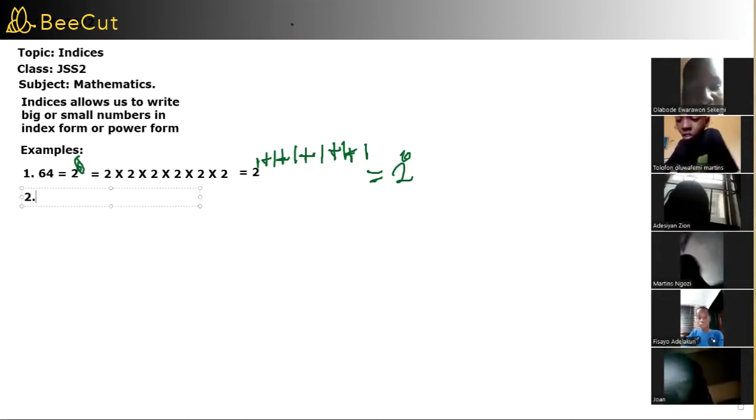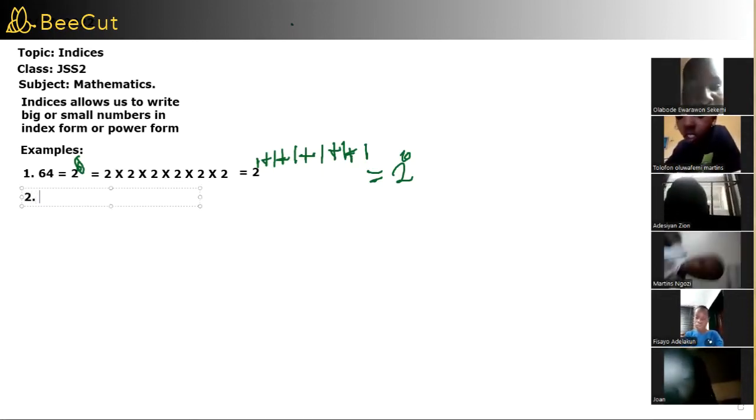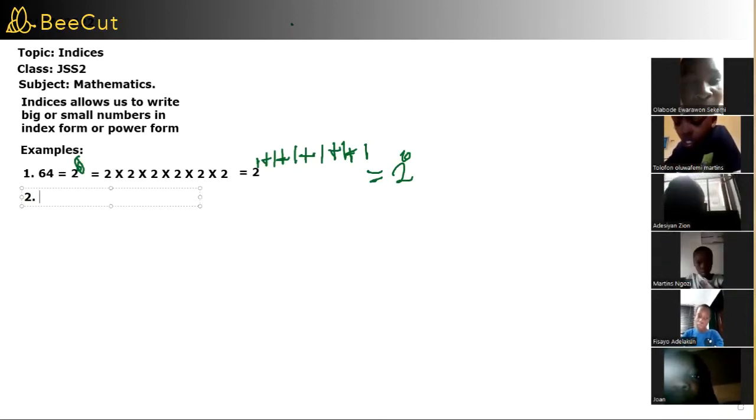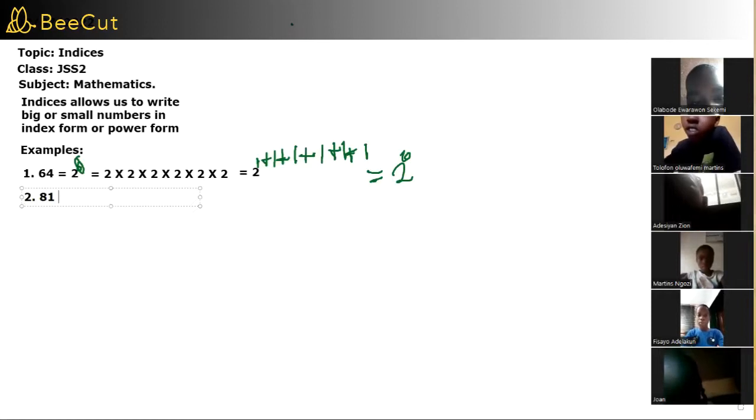Number 2. If you have a number like, let's say, 81. I'm still hearing from Femi. Femi, I'm still hearing sound from your side. Mute your microphone. Mute your audio. Look for the audio on your screen and mute it.